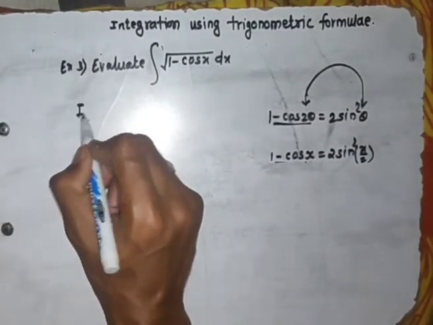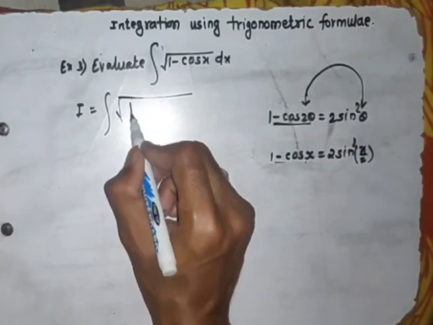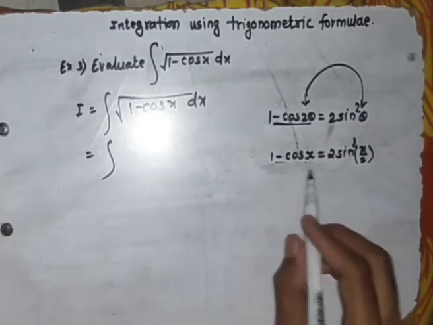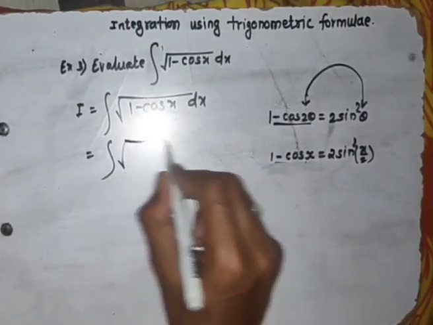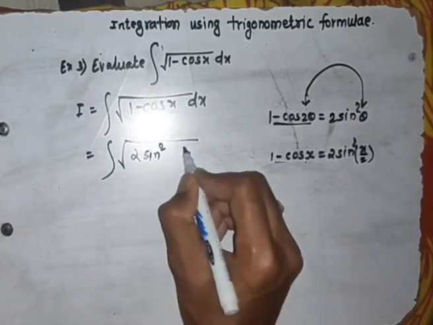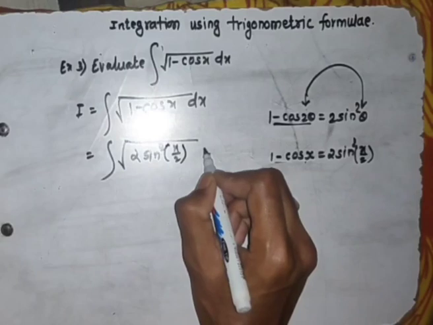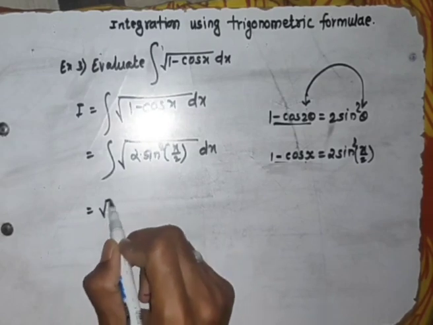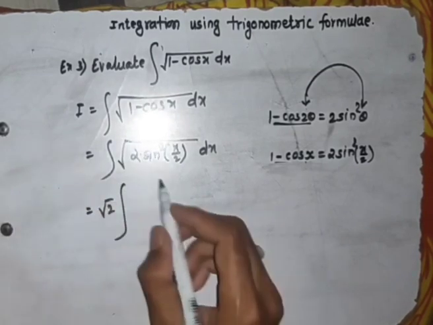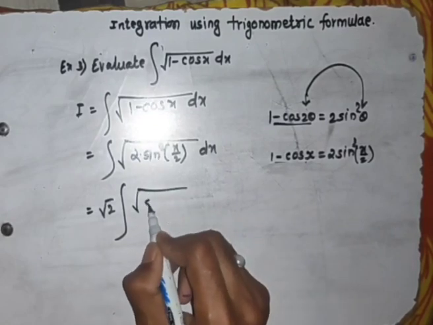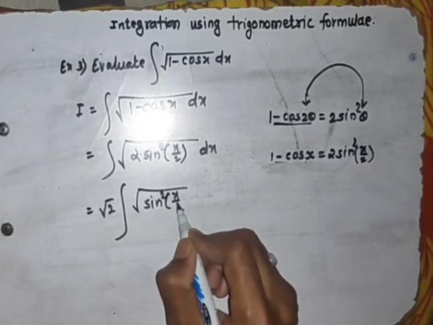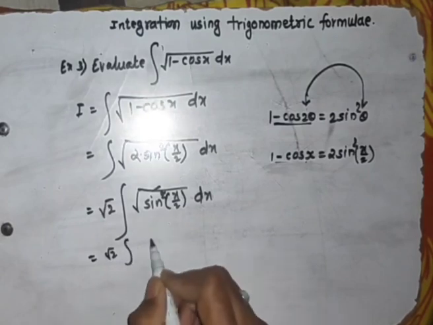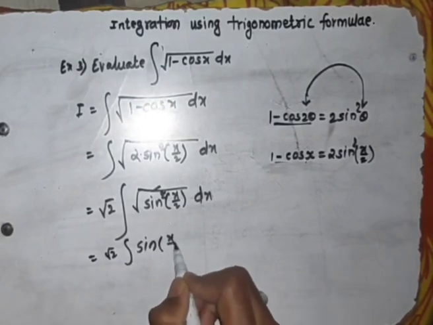Okay, using this formula we can write the integral I, putting 1 minus cos x dx, as the integration of root 2 sine square of x by 2 with respect to x. Now, as there is multiplication, we can write root 2 as a constant and take it outside the integration. What will be in the root here? Sine square of x by 2 with respect to x. Now cancelling the square and square root, we get root 2 times the integration of sine of x by 2 dx.